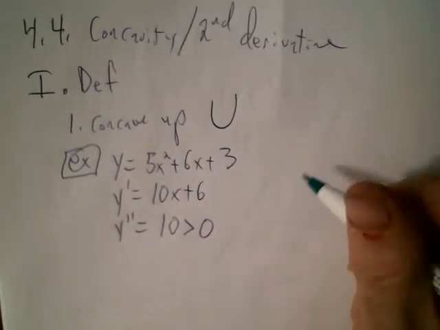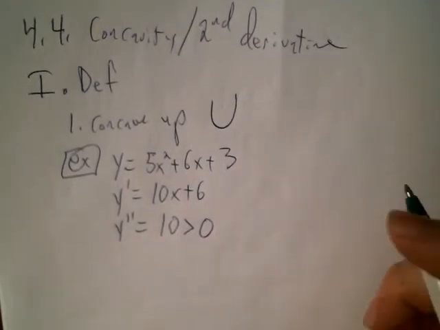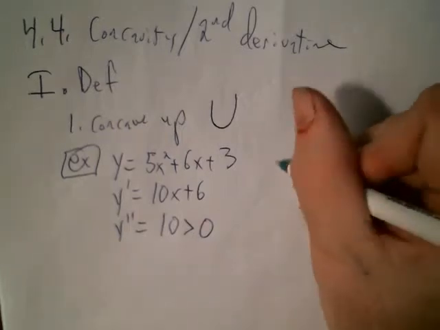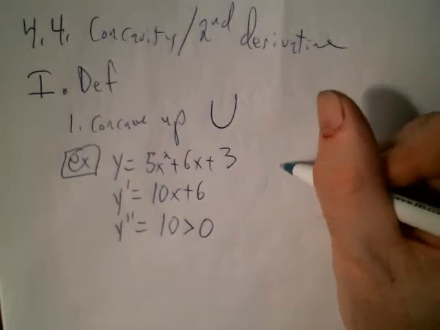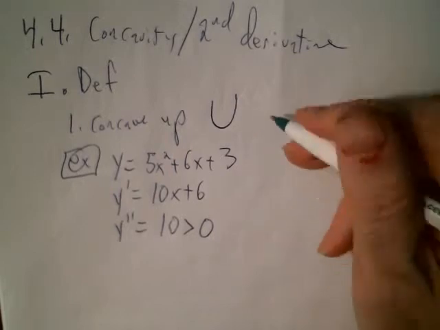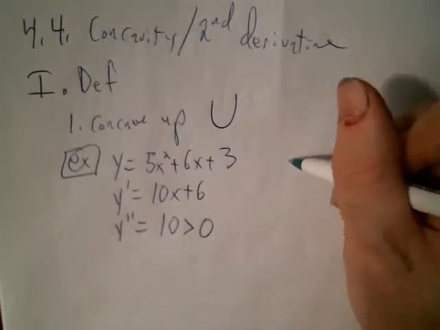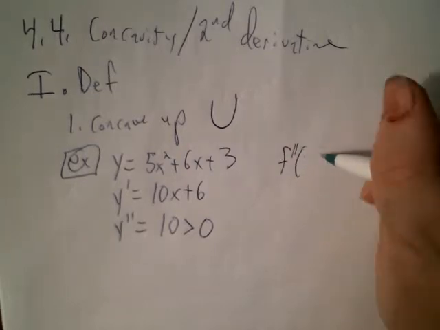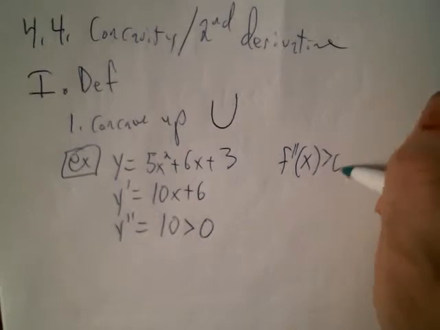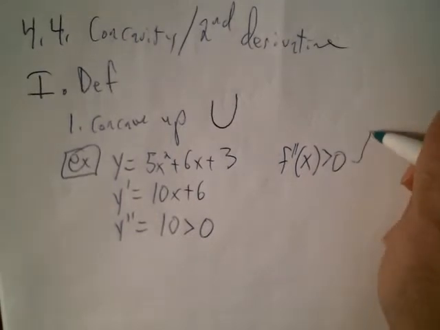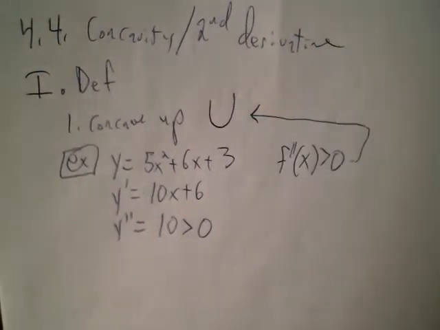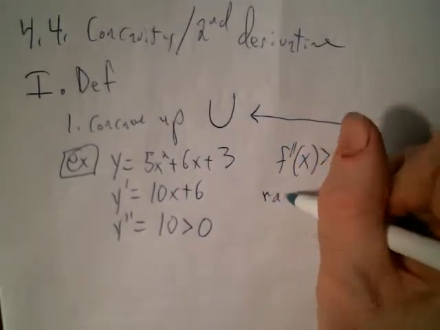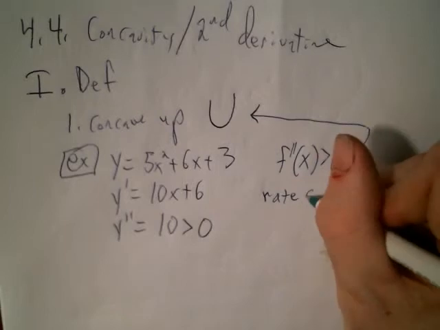Another way to think of it is that the value of the slope of the tangent line is increasing. If you think of the slopes of the tangent line as a rate of change, f double prime of x being greater than 0, which indicates concave up, means that the rate of change of the slopes is increasing.